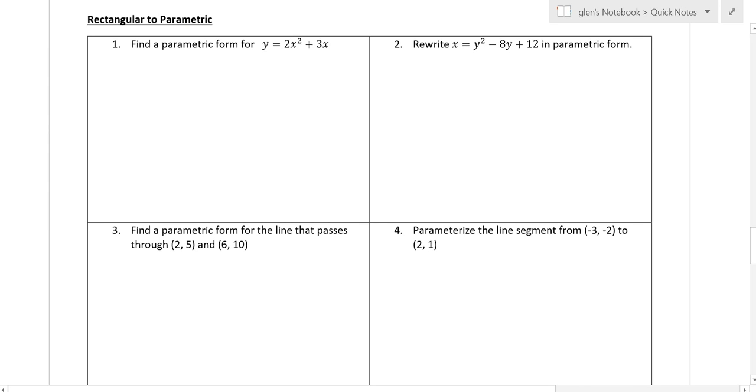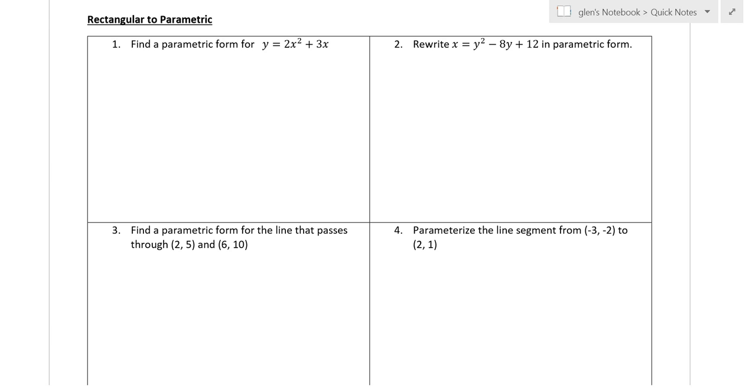Okay. So, we talked so far about going from parametric and back to rectangular, which has been super awesome. We talked about isolating the t and substituting into the other equation, okay? So just real quick, we do a couple examples where we take something that's already in rectangular format, like function mode, and put it into parametric. It's super duper sweet and easy.